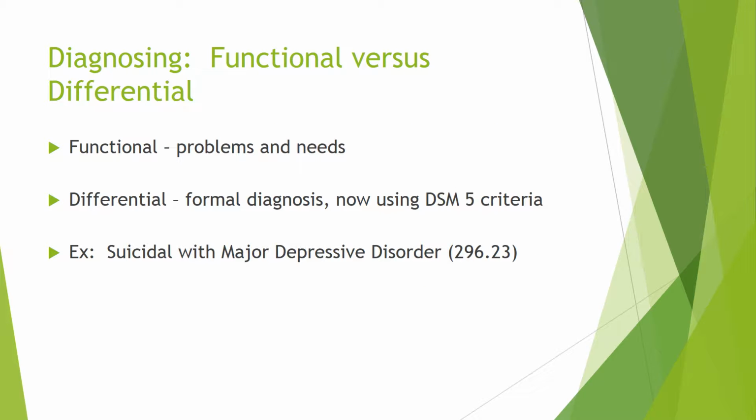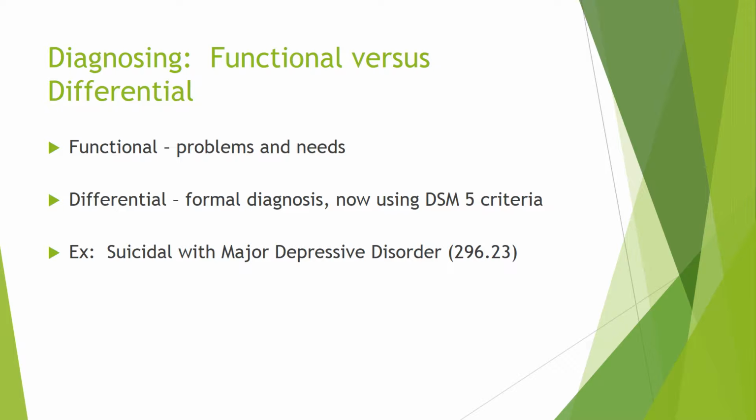The first item that the authors address is what I call the distinction between a functional versus a differential diagnosis. It's a bit of an abstract concept, but the short story is that when we're assessing clients for psychiatric disorders, in addition to looking for the more formal differential diagnosis, i.e. the DSM-5 diagnosis, we're also looking at what is happening functionally, how they are being impacted by this illness.